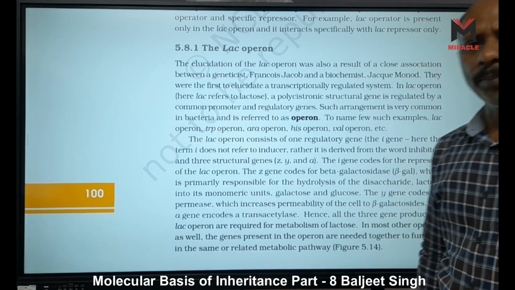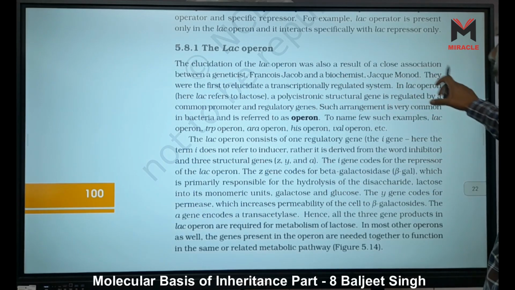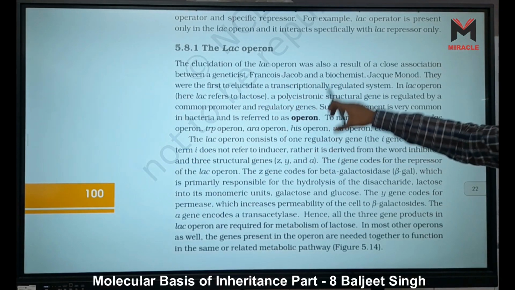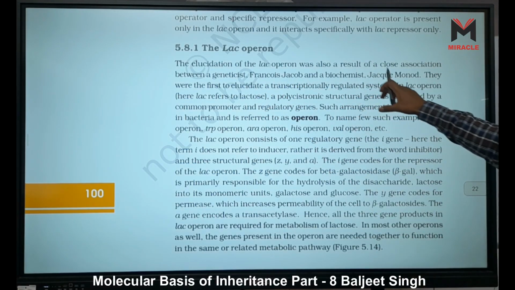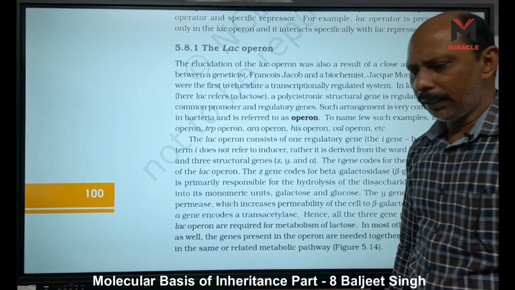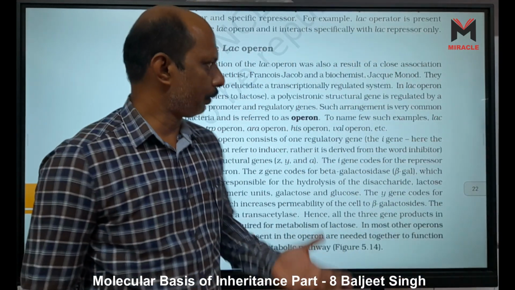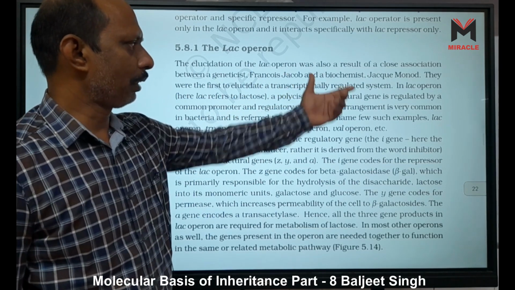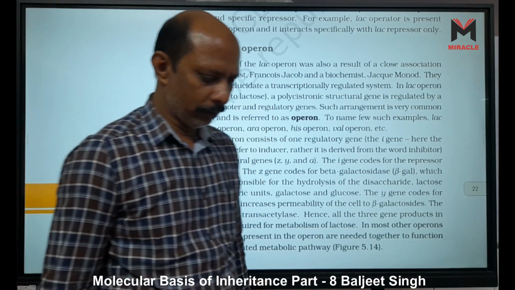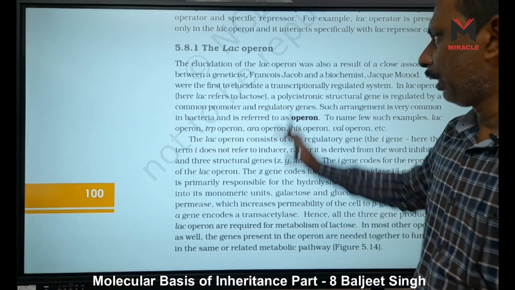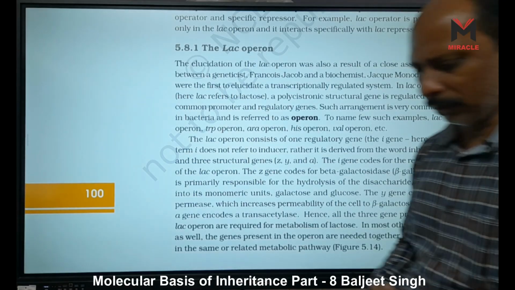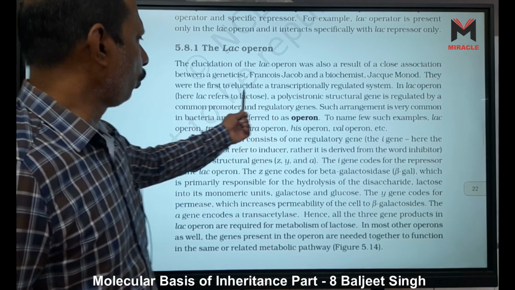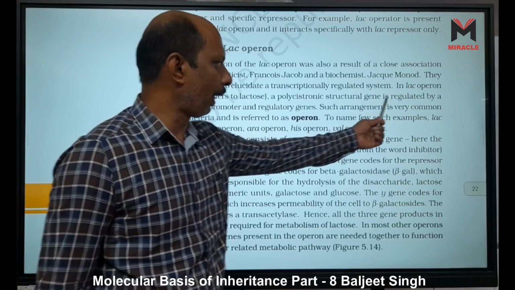Simply we can say Jacob and Monod's work was a result of close association between a geneticist, Francois Jacob, and a biochemist, Jacques Monod. They are French scientists, and they were also working at the same university, the Pasteur Institute in Paris. They were the first to elucidate a transcriptionally regulated system in the lac operon.